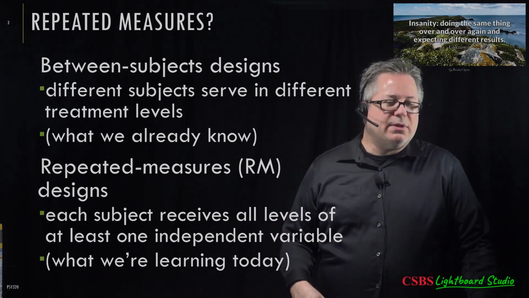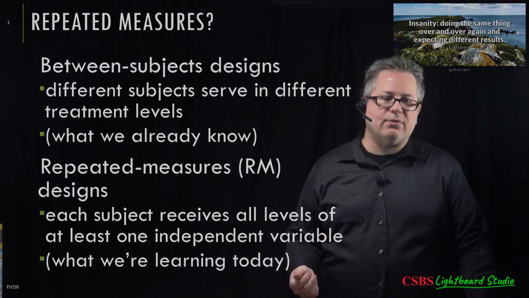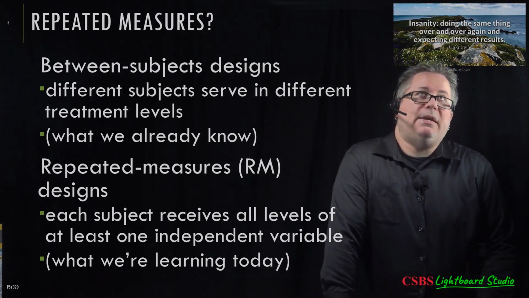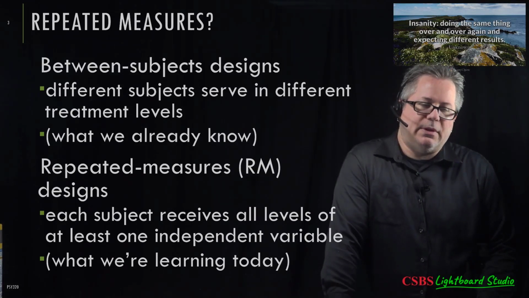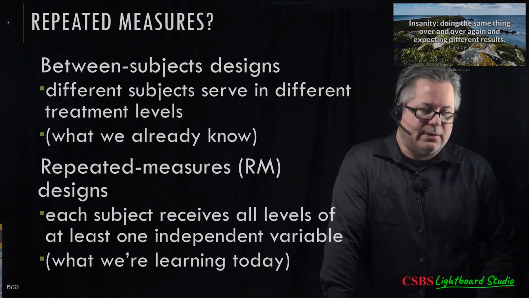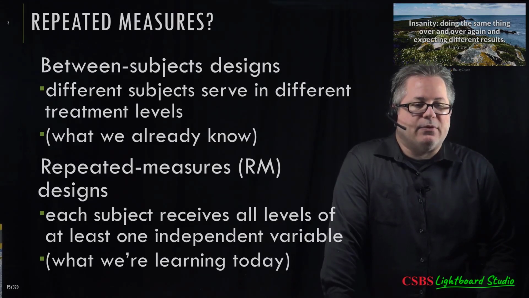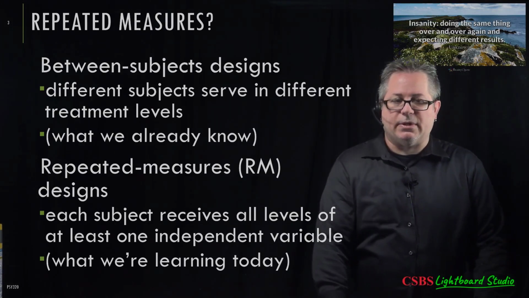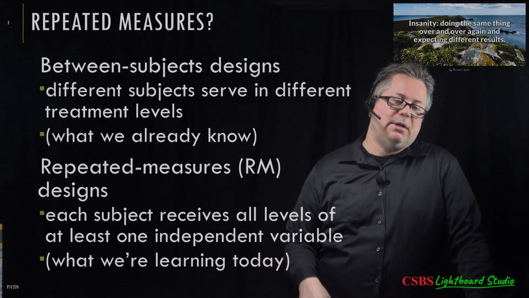In repeated measures designs, each subject receives all levels of at least one of the independent variables. Now I say at least one because there is a kind of design called a mixed ANOVA in which there are both between and repeated measures components. We're not going to go into those. We don't have the time to cover that in this course, but they do exist. So to have a repeated measures component in your design means that each subject receives all the levels of at least one of those independent variables. And that's what we're going to talk about today.